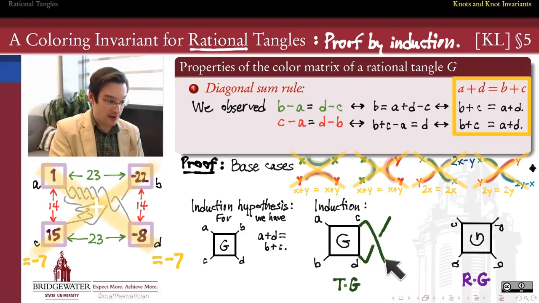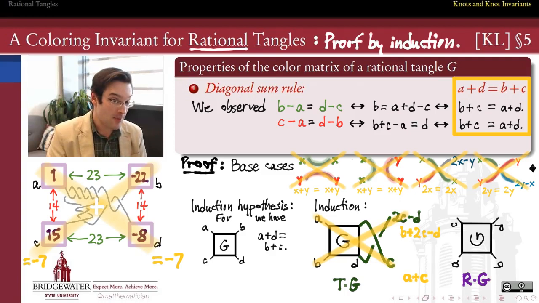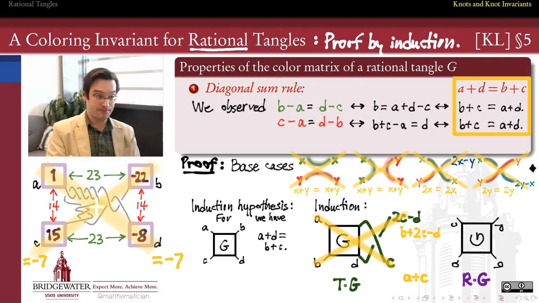Well, this overstrand here is connected to the C up top, so its color has to still be C. But the strand which ends up in the northeast corner of this tangle, we figure out its color using our coloration scheme, twice the over minus the under, 2C minus D. Is the diagonal sum rule satisfied for this new tangle? Well, on the one hand, one of the diagonals adds up to A plus C. On the other hand, the other diagonal adds up to B plus 2C minus D, and it's not immediately obvious that those two are equal.